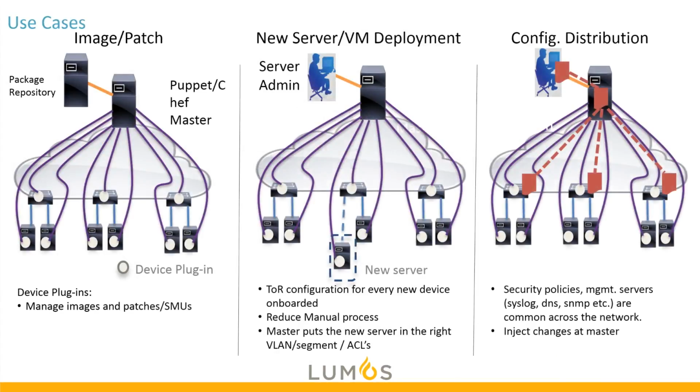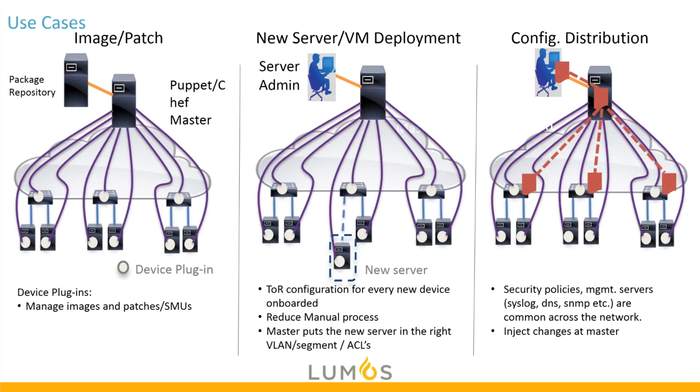A couple of use cases where this might be very useful. For instance, with an image or patching situation where we want to bring our Nexus 9Ks up to a standardized image. We have our repository, we have the Puppet or Chef master. In this case, we're talking about Puppet, of course. And we have various device plugins that we want to be installed. So we want these agents to go out and find their manifest, which is going to state the images and patches that are going to be applied.